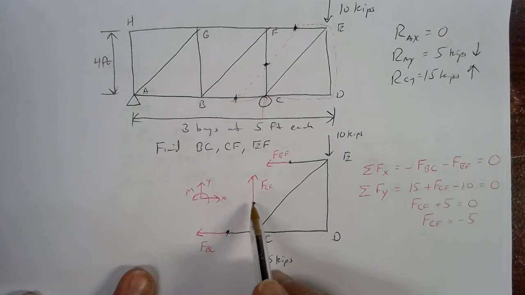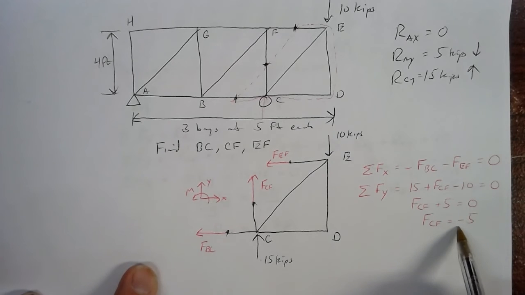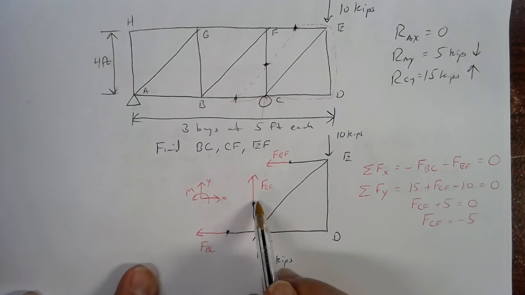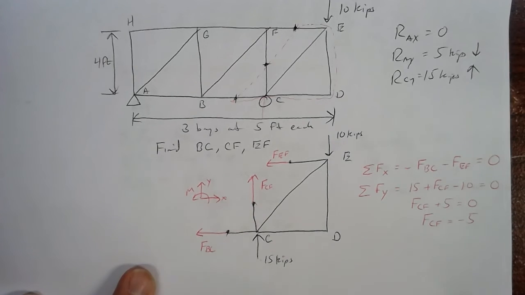We assumed member CF was being pulled on by the rest of the truss. That is, the member CF was in tension. But we've gotten a negative answer. Negative answers tell us that we made the wrong assumption. Member CF must be pushed on by the rest of the truss. Member CF is in compression.